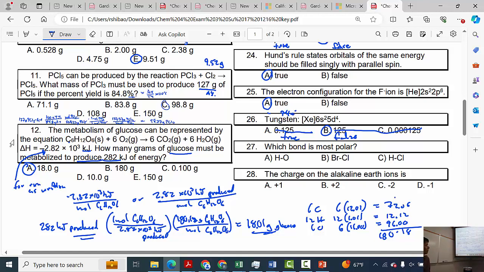This is false. The 4f are missing. This is not enough electrons. Tungsten has how many electrons? 74. Xenon has how many electrons? 54. 54 plus 2 is 56. 56 plus 4 is 60. This is 60 electrons. They don't match.